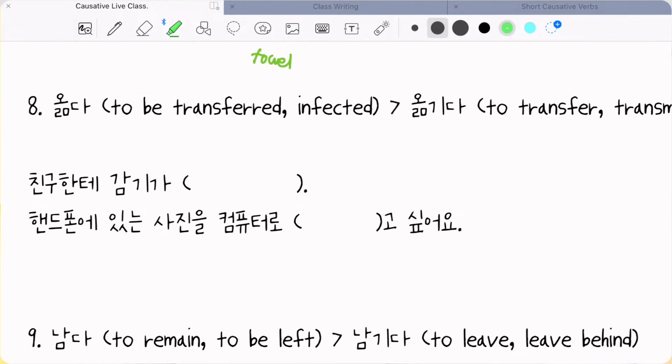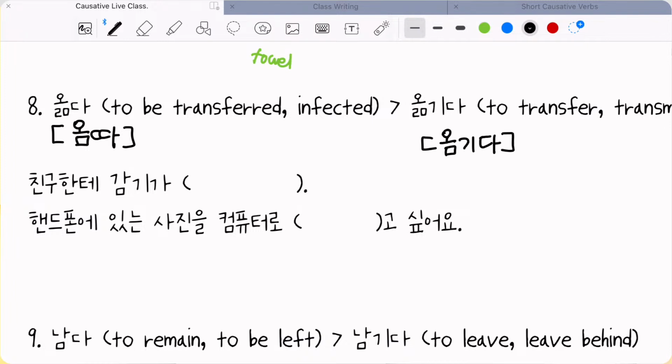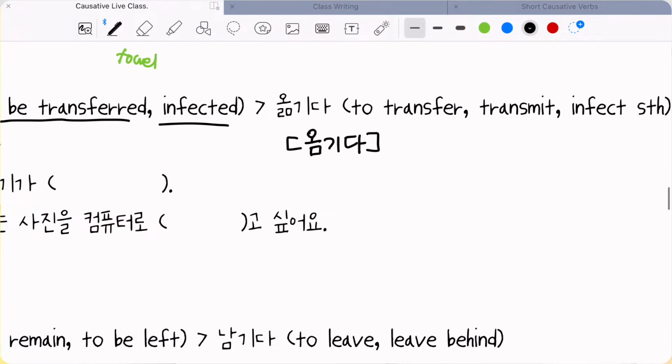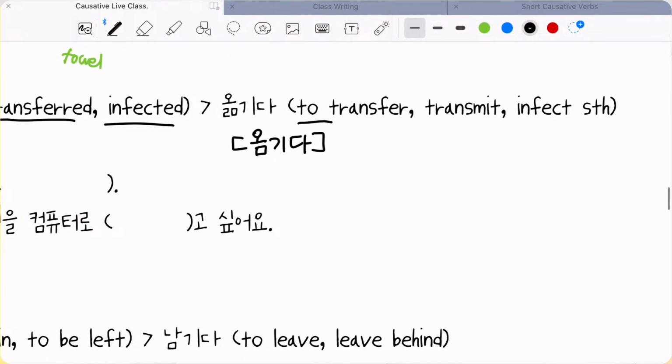그다음에 let's move on to the next one. 옮다 and 옮기다. 요거는요. It might seem a bit difficult to pronounce these words, but you can just pronounce it like 옮다 and 옮기다. So 옮다 is an intransitive verb that means to be transferred or to be transmitted, or it could also mean to be infected by disease. 그리고 옮기다 is to transfer, transmit, to infect something.